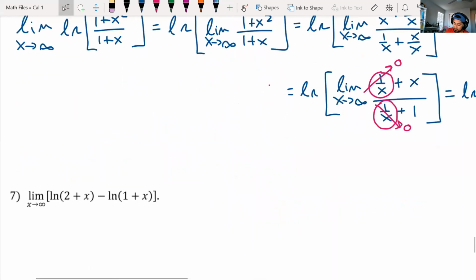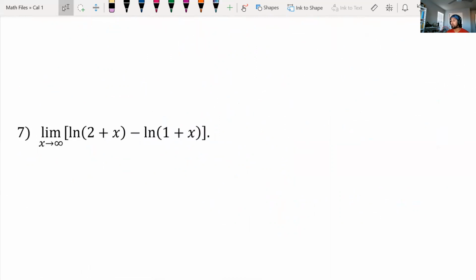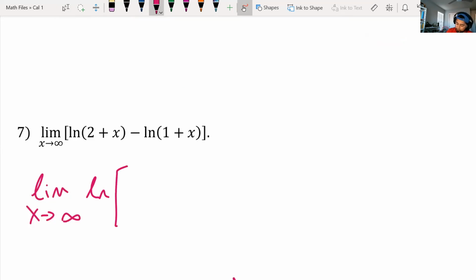7. Same situation here. The limit as x approaches infinity of the natural log of 2 plus x minus the natural log of 1 plus x. So now we want to combine these into one log. So we're going to use that same rule from above. So I'll have the limit as x is approaching infinity of the natural log of 2 plus x over 1 plus x.